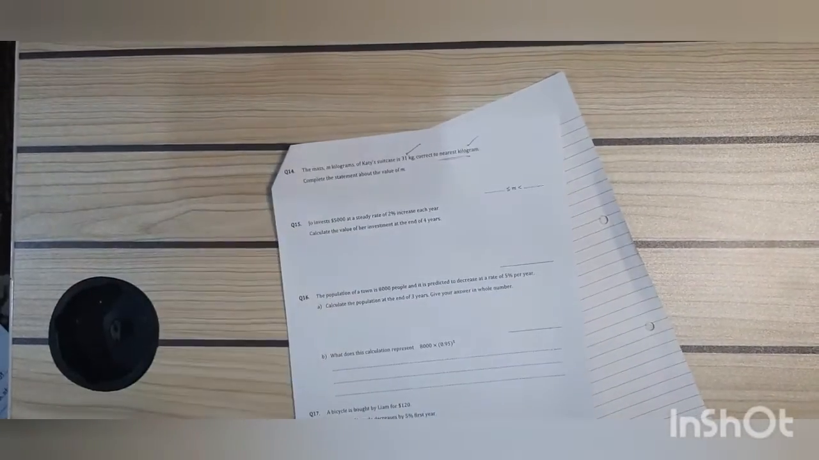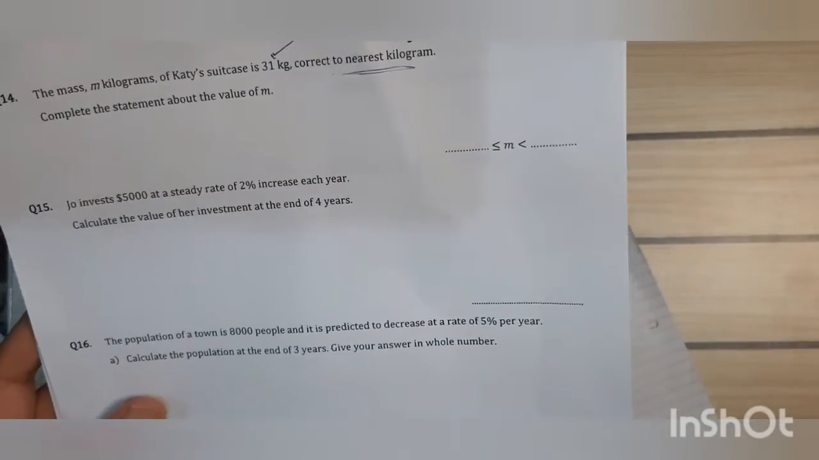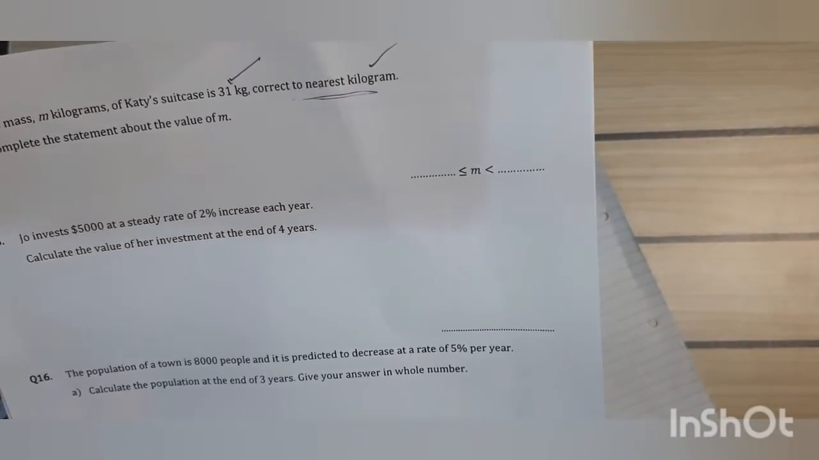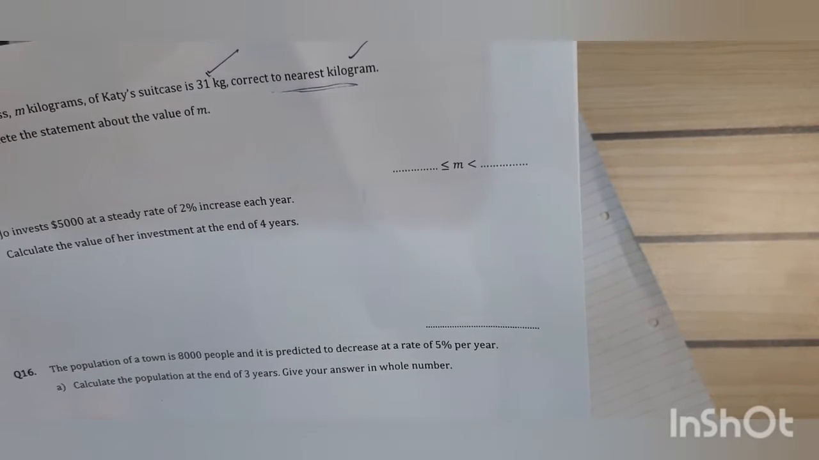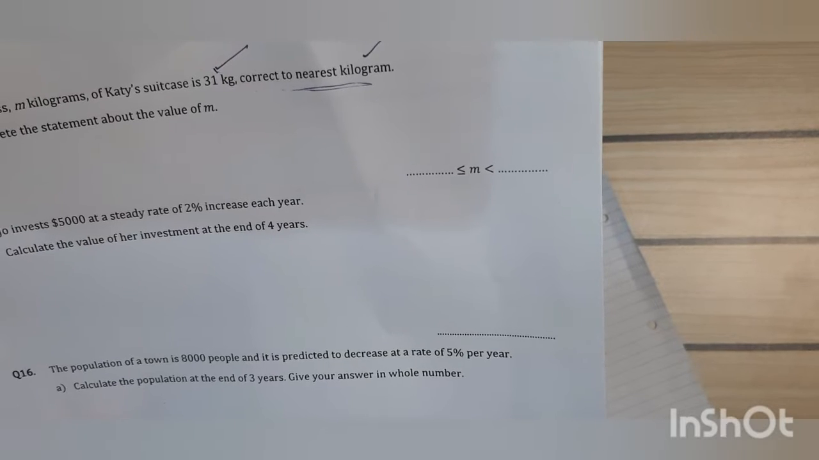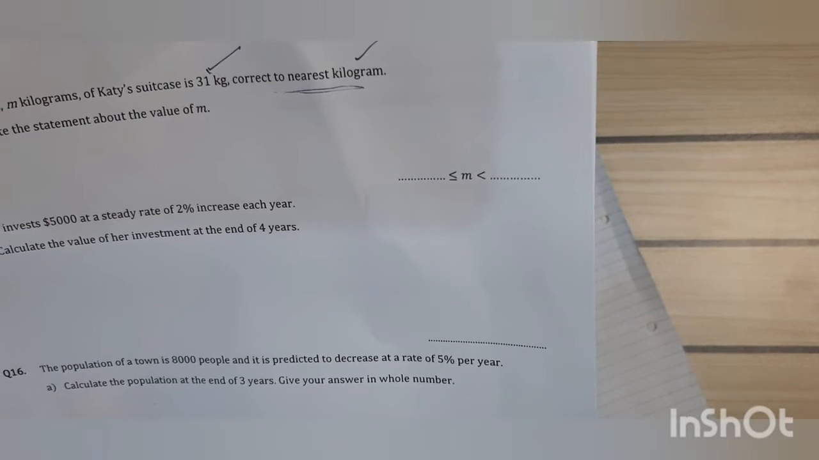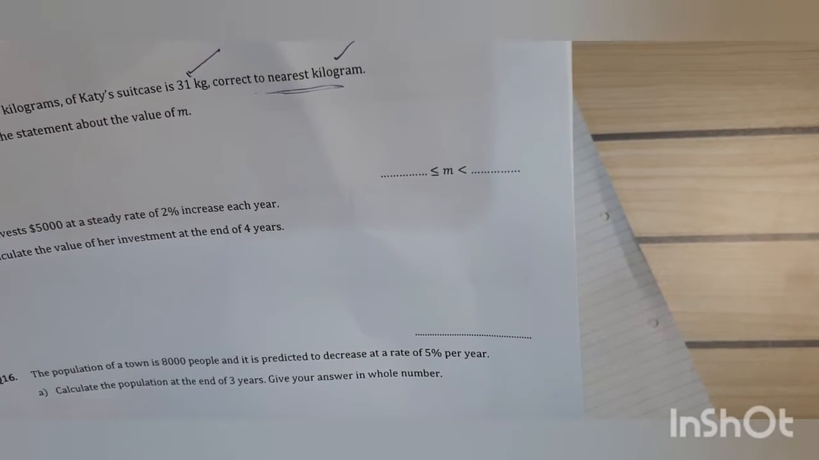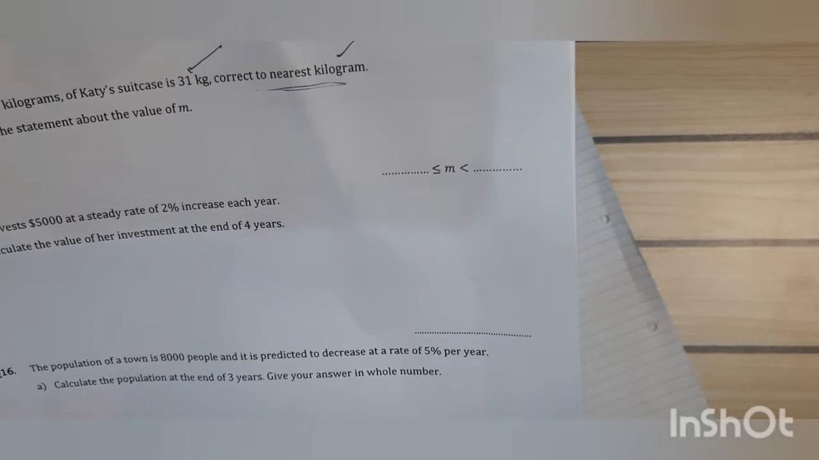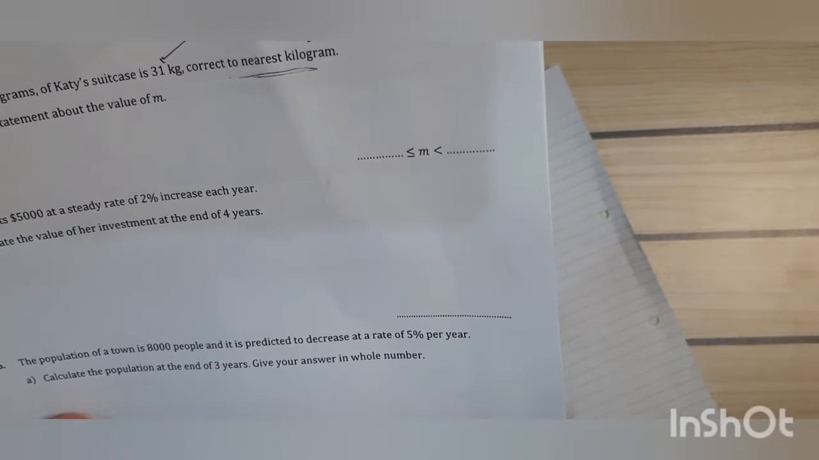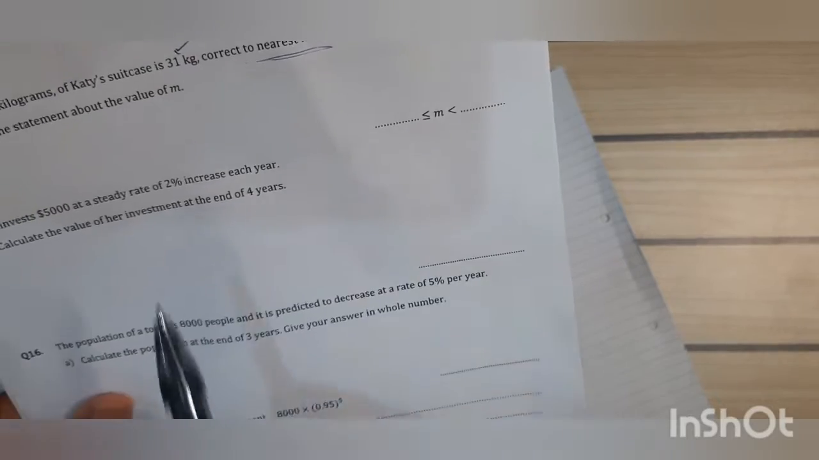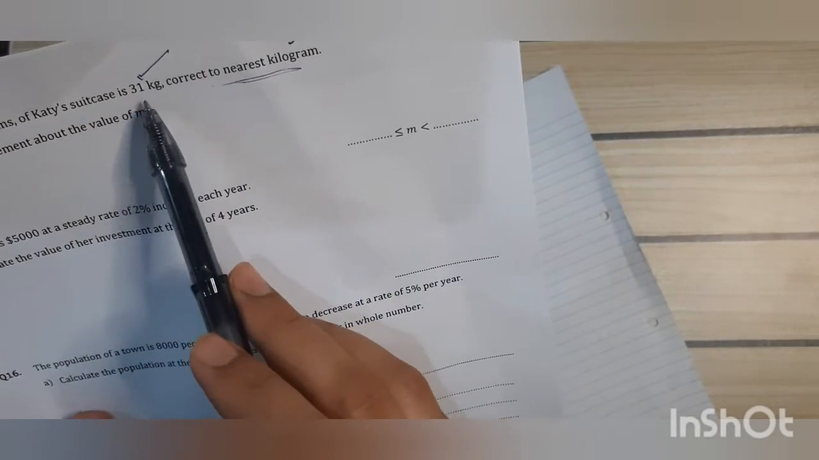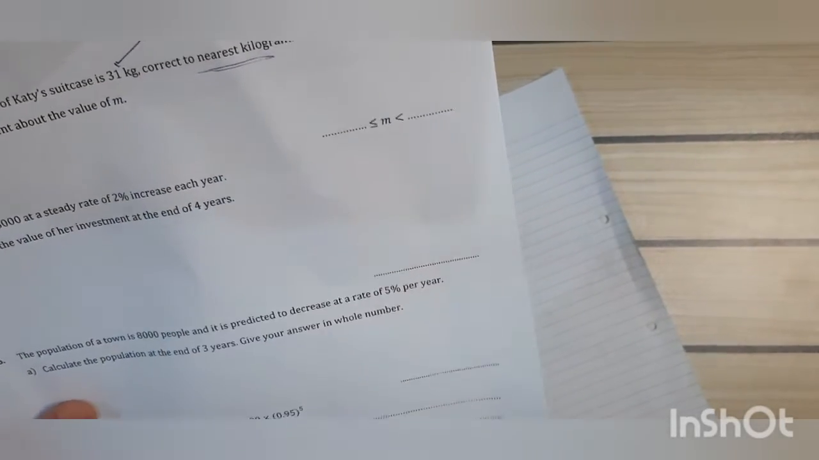Now the next question, that is question number 14, and here they have mentioned the mass m kilograms of KT suitcase is 31 kg, correct to nearest kilogram. Complete the statement about the value of m. The value of m here they have given us is 31 kg, that is the mass of the suitcase of KT. So the thing here is to note, they have asked 31 kg correct to nearest kilogram.